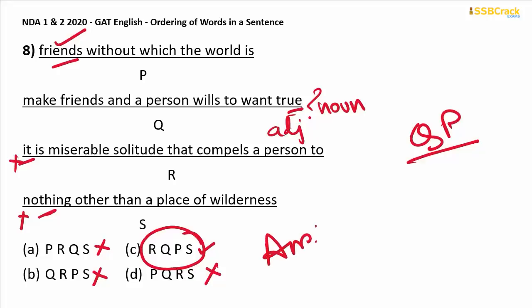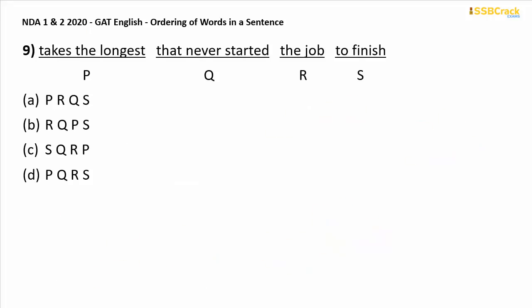Yes, it's a complete sentence. So your answer is option C. This is your answer. The next one: what takes the longest? That never started? No. The job to finish. Not to finish, but the job. So the job takes the longest.